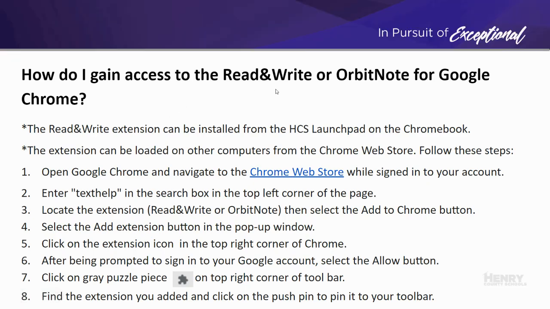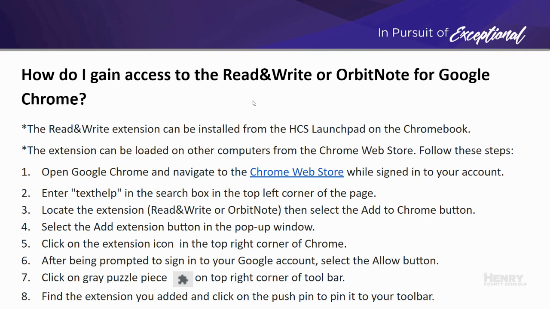So how do you gain access to Read&Write or OrbitNote? Read&Write is already on the Henry County Schools Launchpad and can just be added directly from there to a student's Chrome account. For OrbitNote, or if you want to load Read&Write on a home computer or something other than a student's Chromebook, you can go to the Chrome Web Store and follow these directions to add that extension.